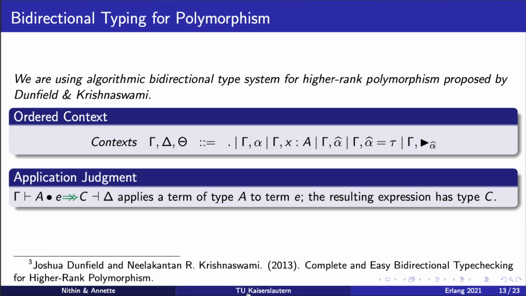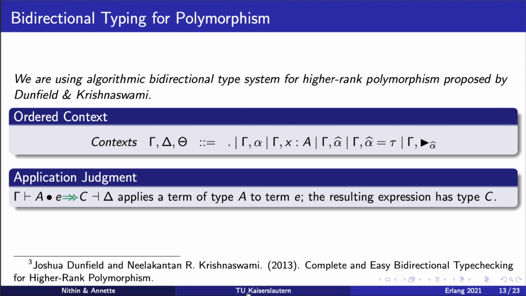So far we saw the simple bidirectional type judgment without polymorphism. When we encounter polymorphism, we use the algorithmic bidirectional type system for higher rank polymorphism, proposed by Dunfield and Krishnaswami. The main idea is the ordered context, which contains all the bindings, including type variables, term variables, and existential type variables, which are used for partial type information or information on quantifiers of polymorphic functions. Also, the ordered context is used as input and output to capture the information increase on these existential type variables.